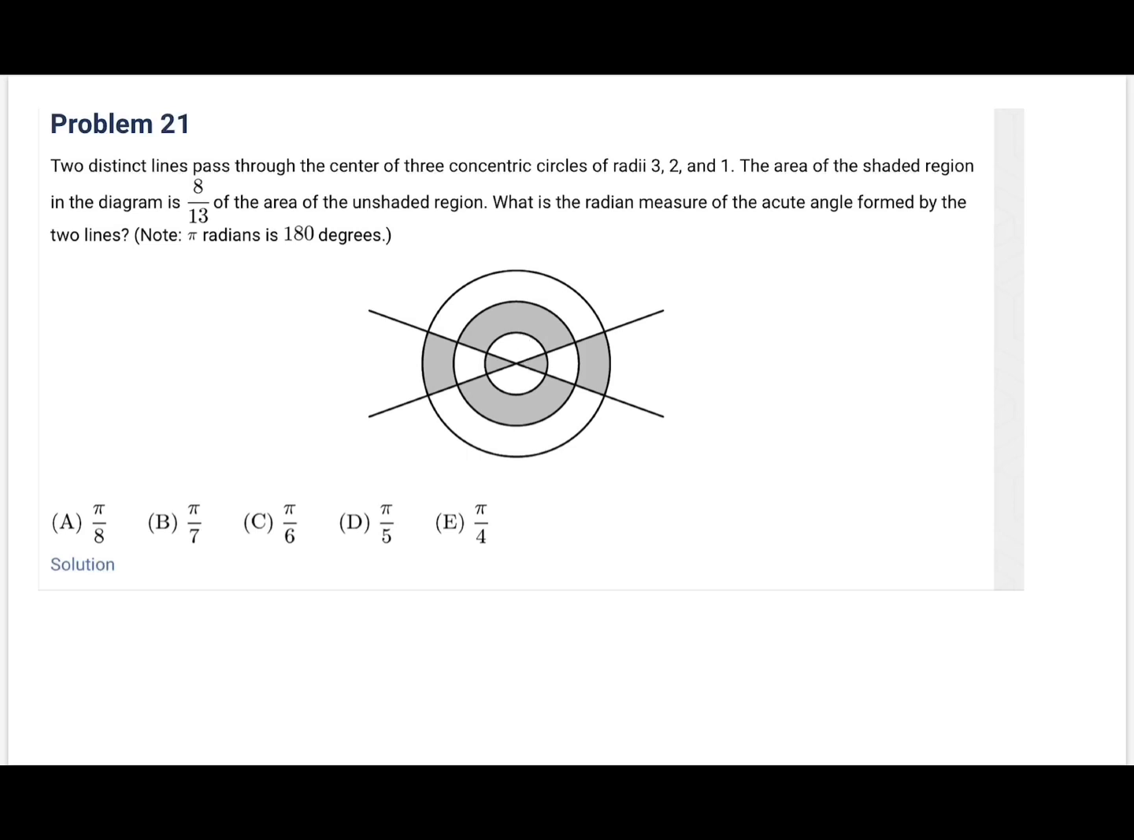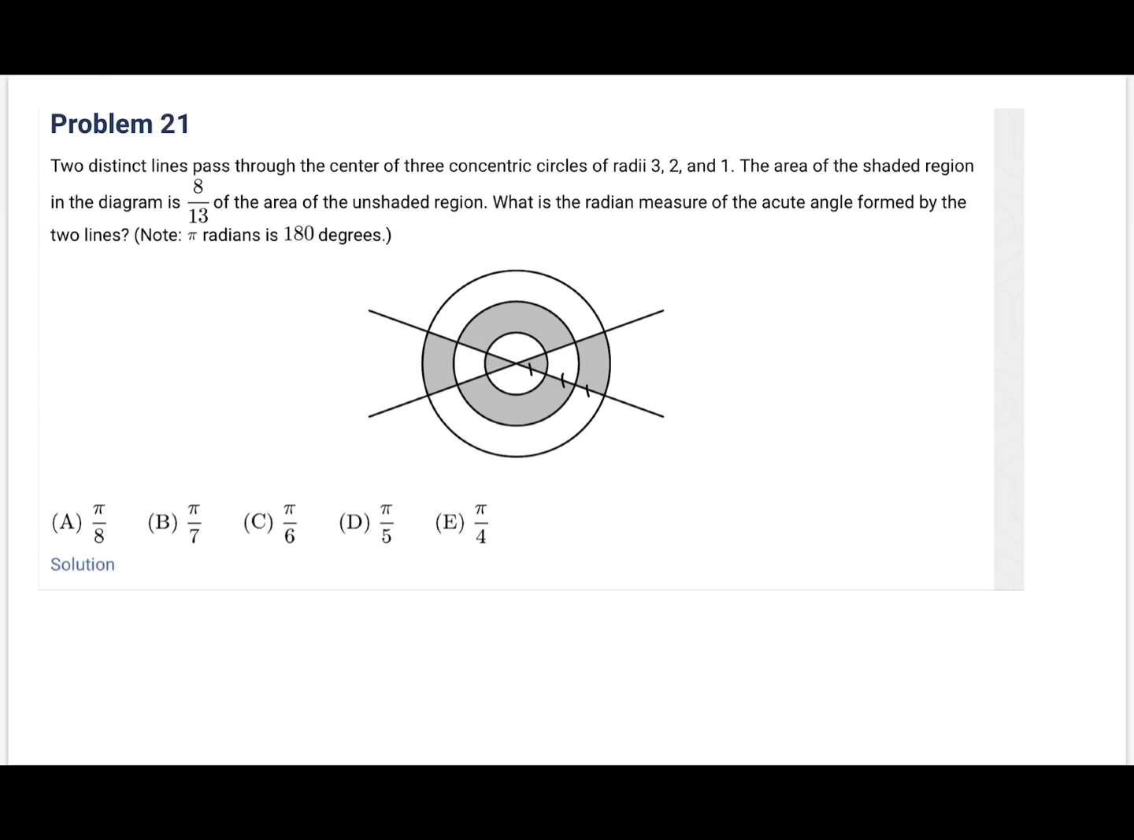And so let's say that this angle is x. And so this much out of the whole thing would be x over pi, right? And so using that information, we will be solving for the shaded area, and it says that the radii are 3, 2, and 1, so that means that this much is 1, this much is 1, this much is 1, right? So this would just be 1, 1, 1. And so let's get the shaded regions.